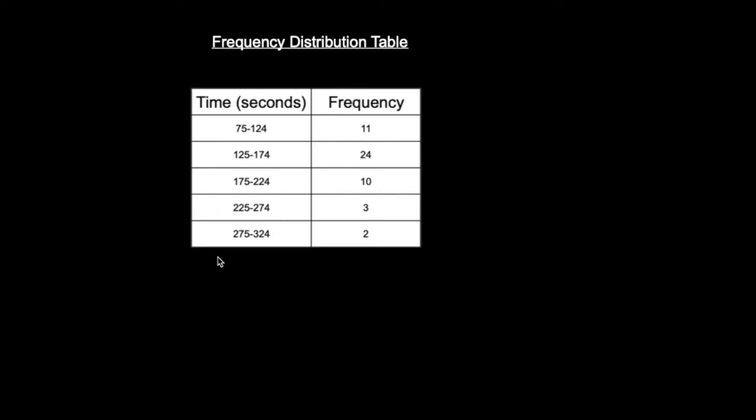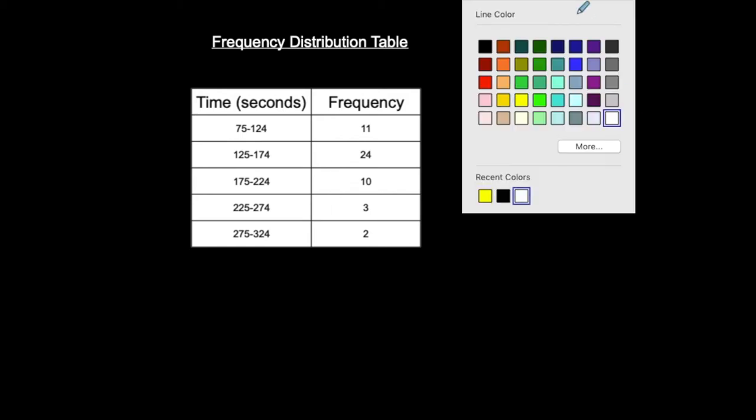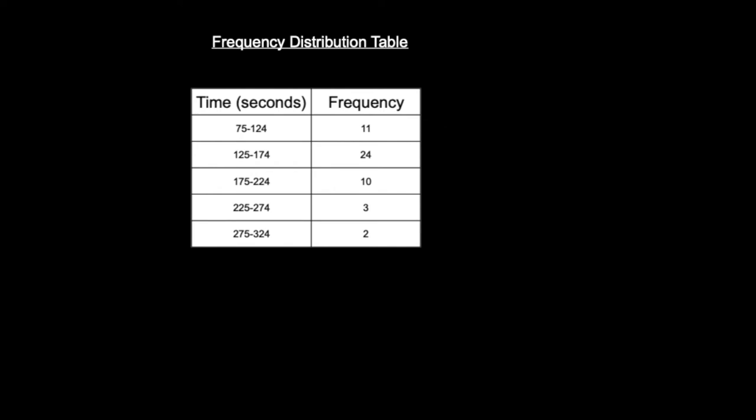These are the times each car takes in the drive-through in seconds, and this is what we call the frequency column, and I'll explain what that is in a second. But I want to talk about a lot of the different pieces of the frequency table that you need to know. First thing is the classes, the number of classes.